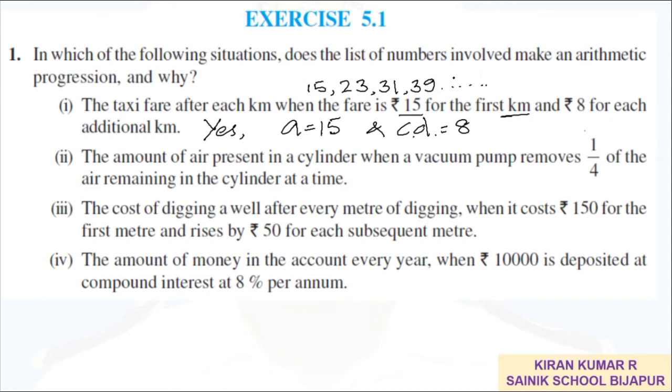So it forms an AP with the first term as 15 and the common difference is 8. If you look at the difference here, it is 8. Here also it is 8. Here also it is 8. So each time the difference we get between the succeeding numbers is 8. So it forms an AP.